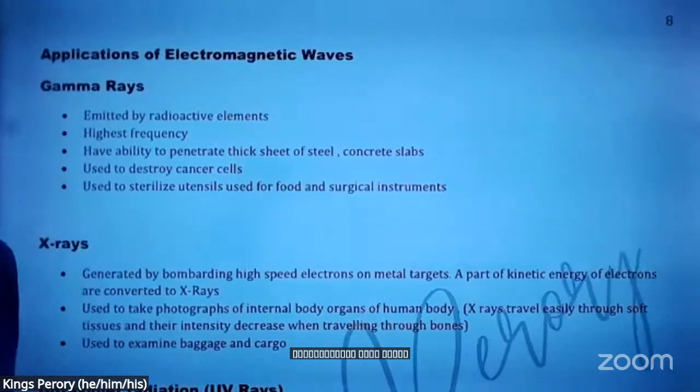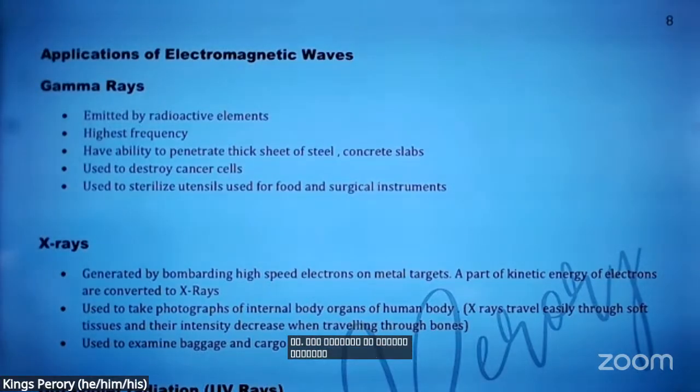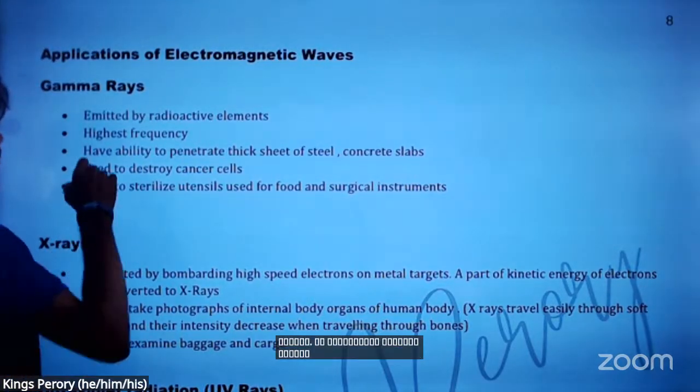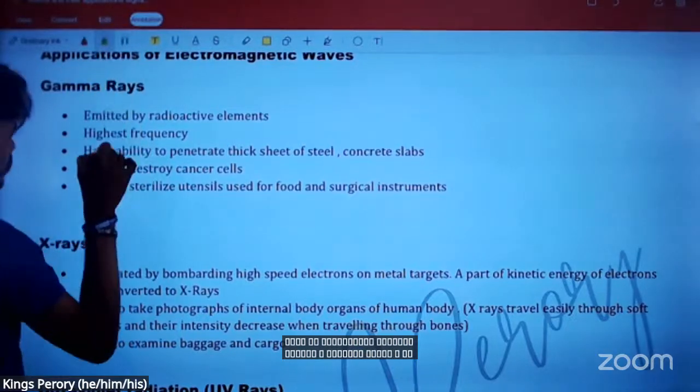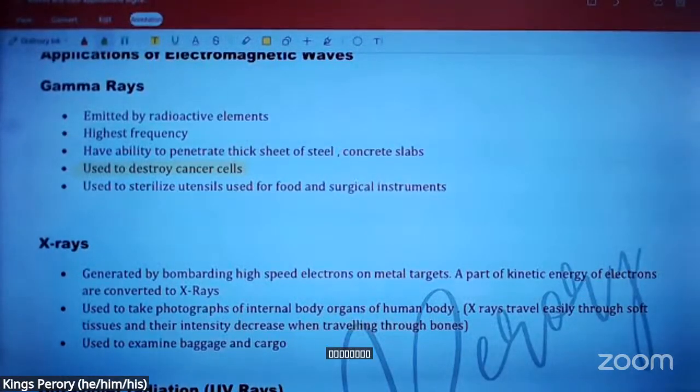Applications of electromagnetic waves. Gamma rays: emitted by radioactive elements, highest frequency, have the ability to penetrate thick sheets of steel and concrete slabs, used to destroy cancer cells, used to sterilize utensils used for food and surgical instruments. Used to destroy cancer cells: please underline or highlight it. It's a use. Used to sterilize utensils used for food and surgical instruments.